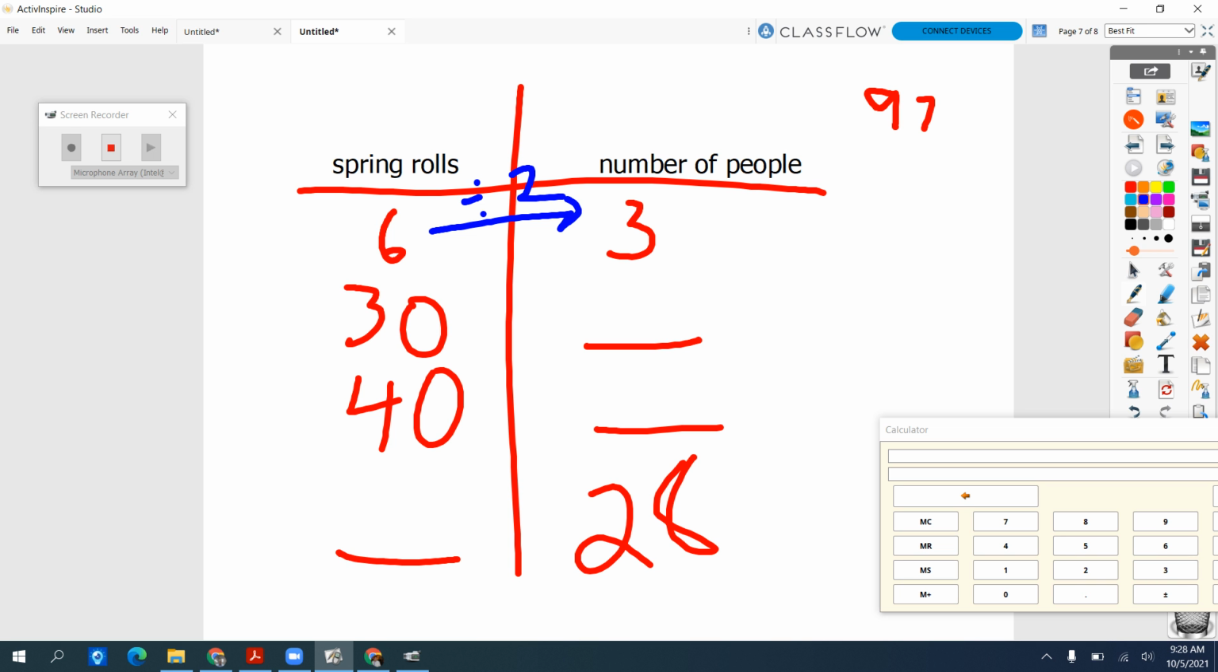So to get this answer, if there are 30 spring rolls, I can just divide by 2. 30 divided by 2 is 15. All right, so I already got one of the answers.